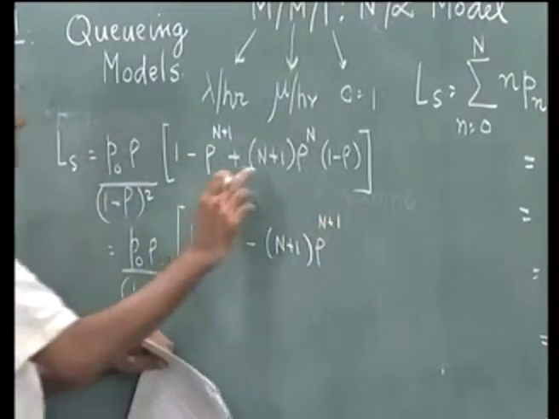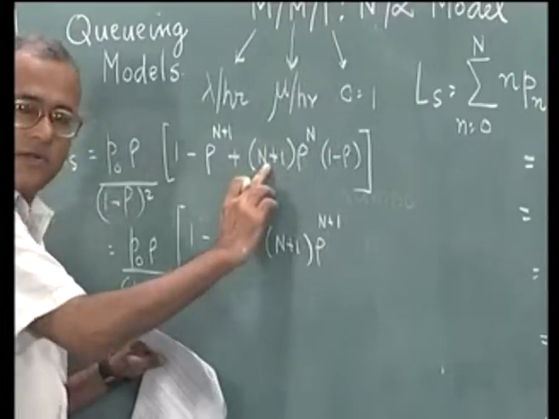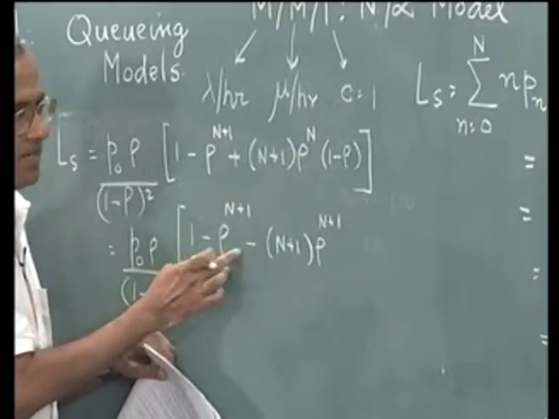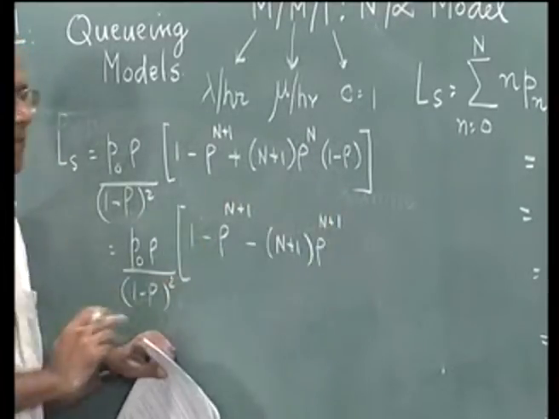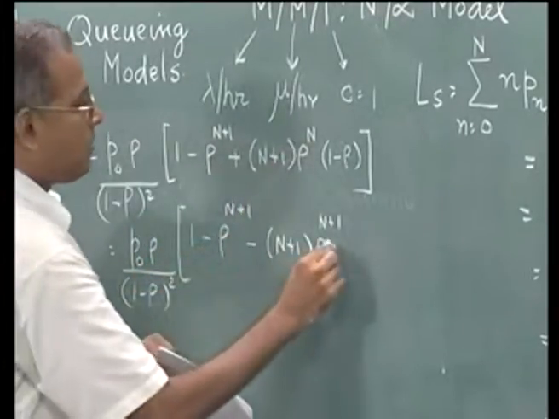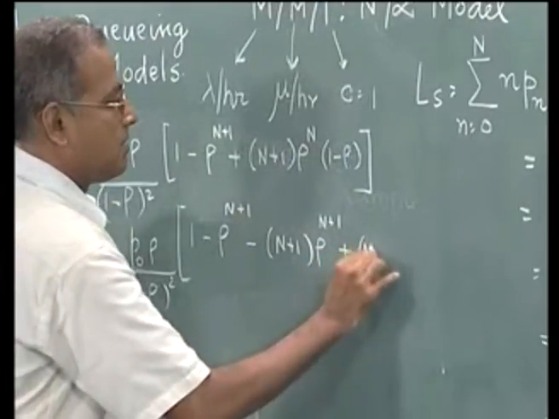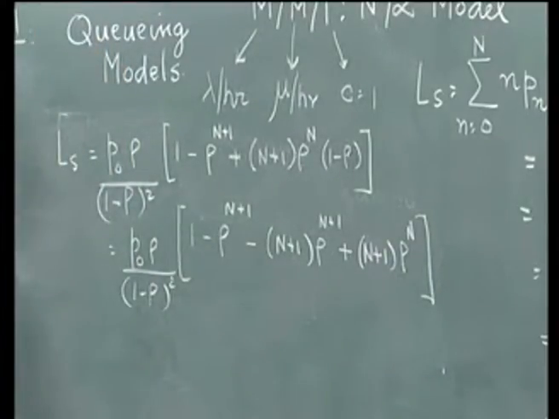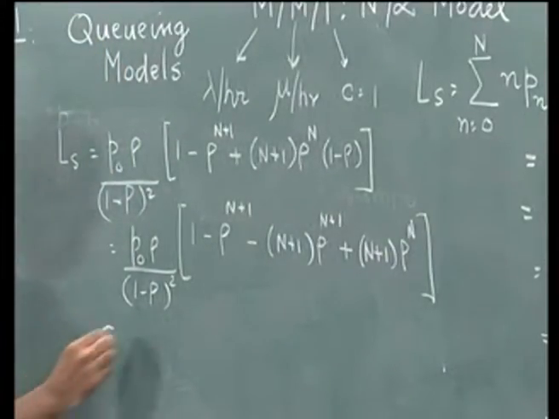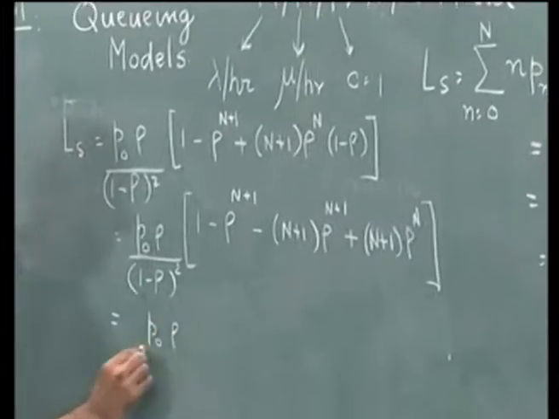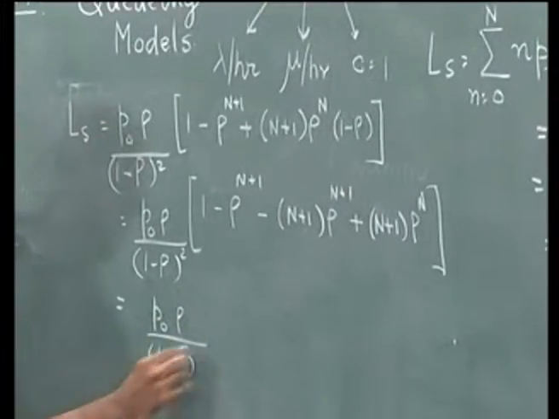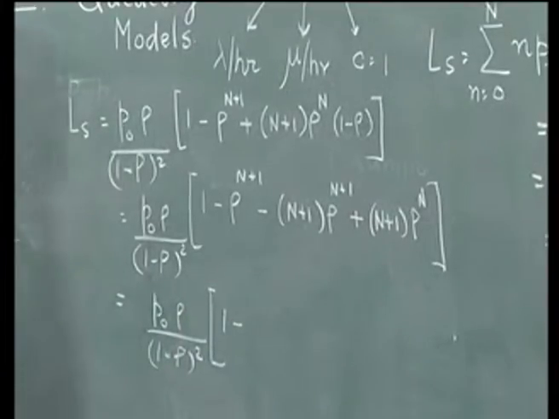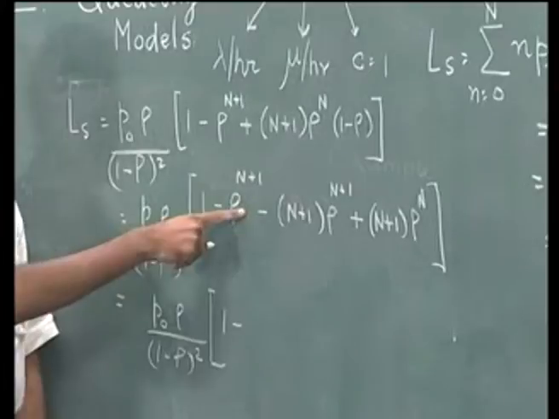Now, what I am doing is I am multiplying this n plus 1 into rho to the power n into minus rho will give me minus n plus 1 rho to the power n plus 1. Now, I am multiplying the other one. So, plus n plus 1 rho to the power n. This on further simplification will give me P naught rho by 1 minus rho square 1 minus rho to the power n plus 1.